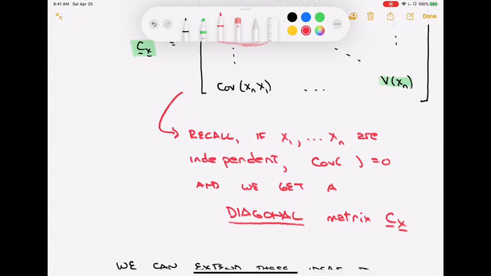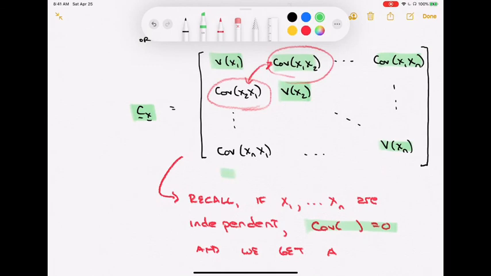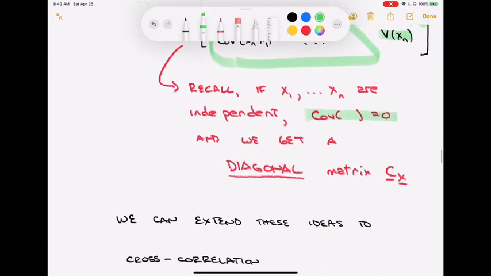Something we might note is that if we have x1 through xn that are independent, right? Independent random variables have a covariance equal to 0, and that means all of these covariance terms here and all the covariance terms here would all go to 0, and we would end up with a diagonal covariance matrix. So if you have a diagonal covariance matrix, it's going to give you the variance of each element in your vector, right? And everything off diagonal will be 0 because they're independent, and we know independent random variables have covariance equal to 0. This is a really nice case because diagonal matrices are super easy to compute and work with.